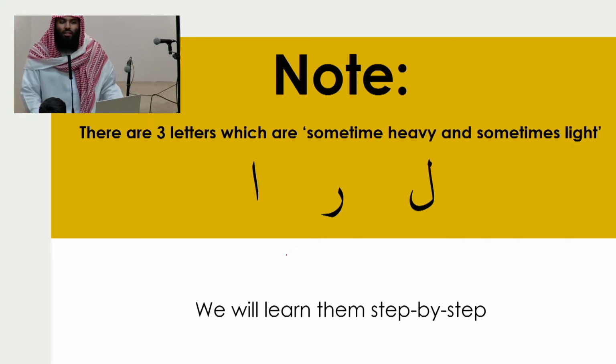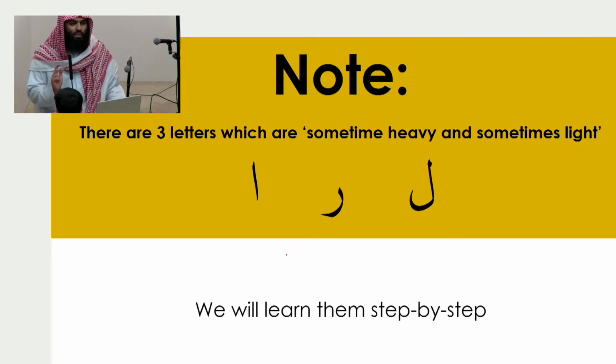The next 3 letters are heavy sometimes. Sometimes heavy, sometimes not heavy. Sometimes full mouth, sometimes empty mouth. So it depends on the ruling. What are the 3 letters? Lam, Ra, and Alif. Lam, Ra, and Alif. These letters sometimes are considered pronounced heavy, and sometimes they are not.